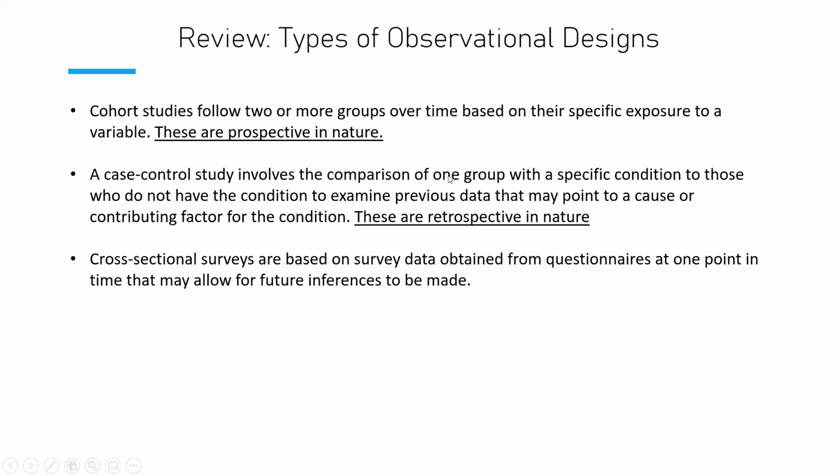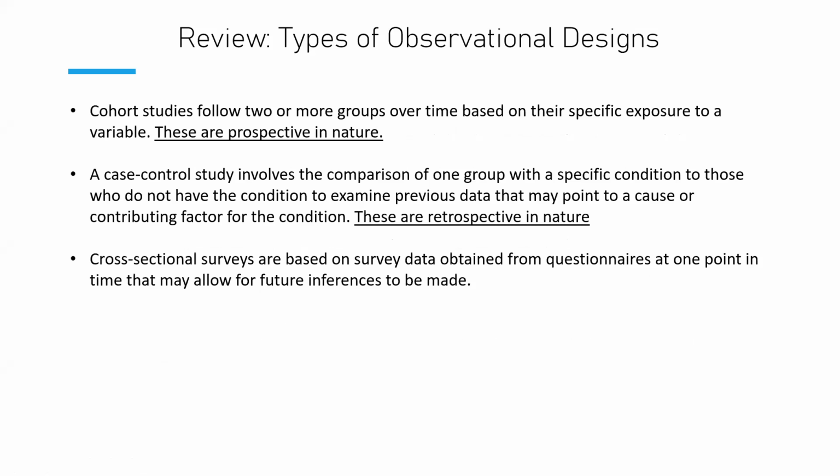Okay, so obviously we know that with a cohort study, we're able to follow two or more groups over time, obviously based on specific exposure to a variable, right? And so if we're following them from a specific point in time forward, okay, we are looking at prospective data. Obviously, conversely, if we are starting at a future point in time and looking backwards, those data are obviously retrospective.